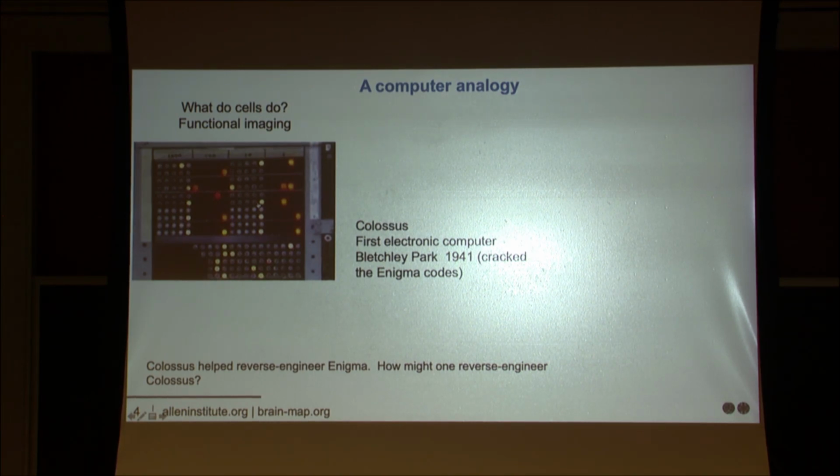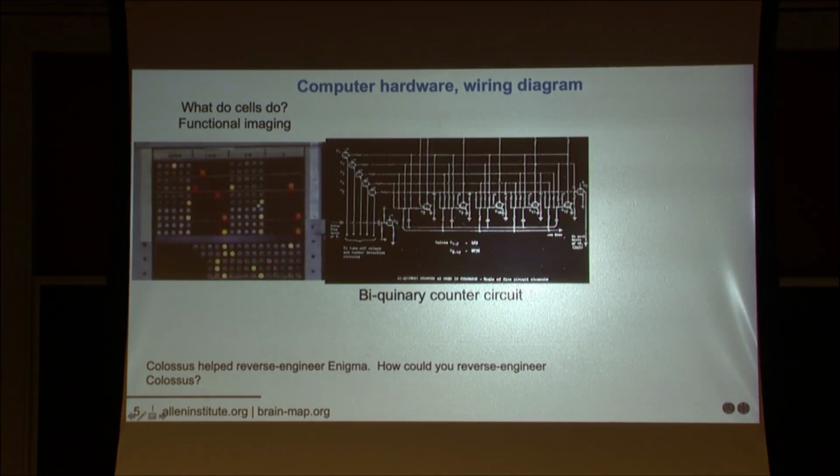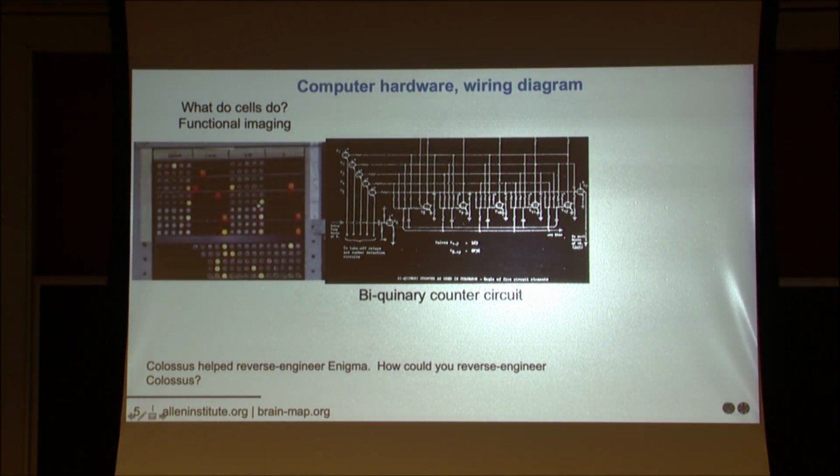And you could look at the instrument panel and get a sense that it's doing some sort of counting. But there's Alan Turing, just because he was the mind behind much of this work. If you're going to understand how the thing works, wouldn't it be great to have a wiring diagram? And I found this somewhere. This is the wiring diagram of a decimal, a biquinary counter circuit. So clearly it's doing some kind of decimal arithmetic that you can get from the wiring diagram.